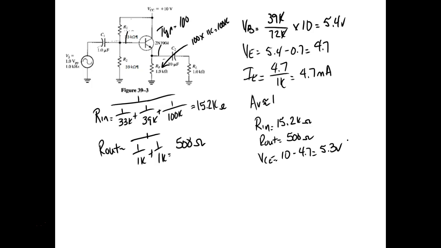Power gain. Well, let's look at this. Let's say I'm coming in and I'm going to say my IN would be equal to 1 volt peak divided by 15.2K. Do I give you a power gain formula? Seems like it's pretty straightforward. That's not floating around in my head for some reason.